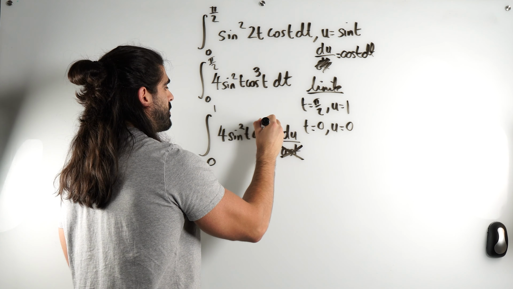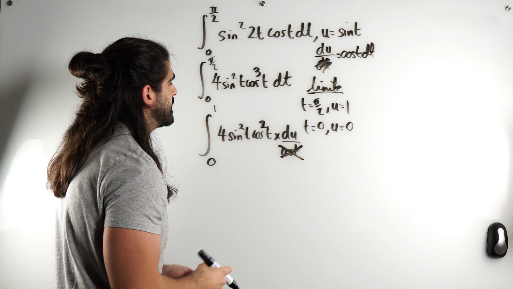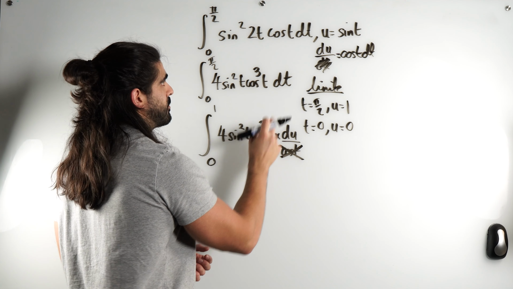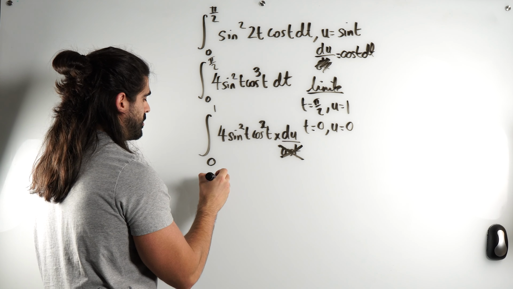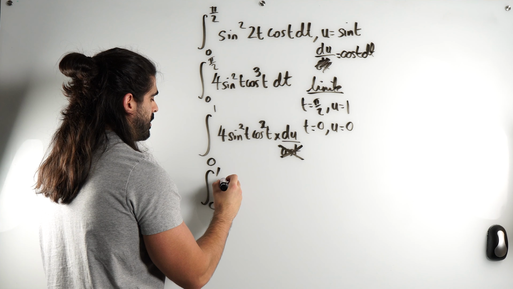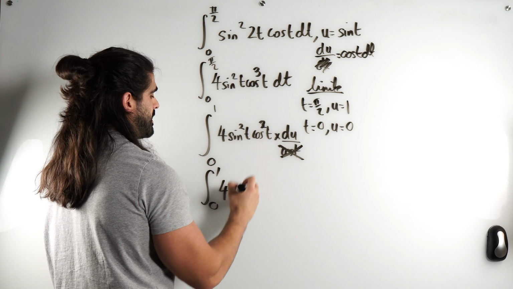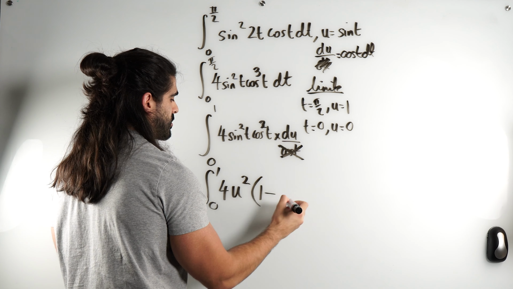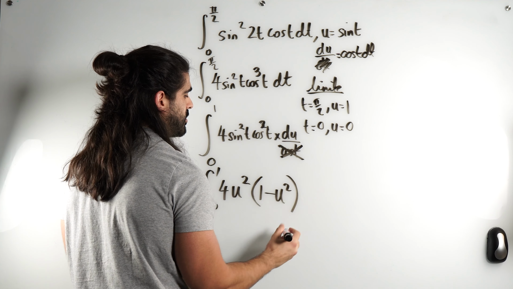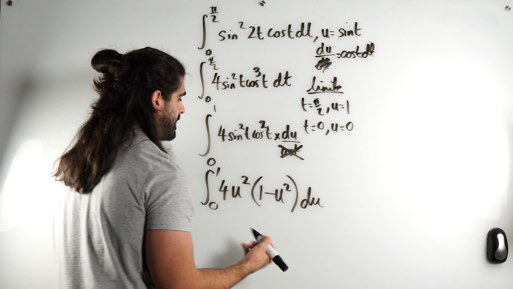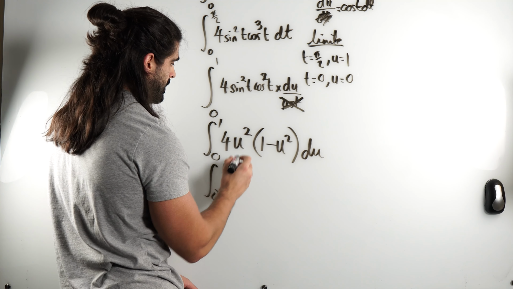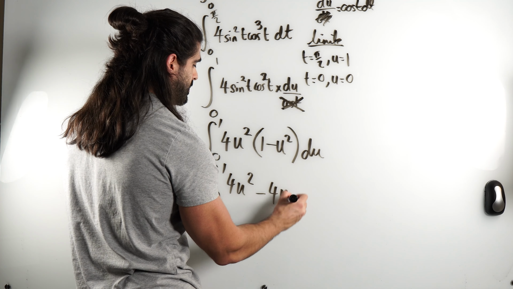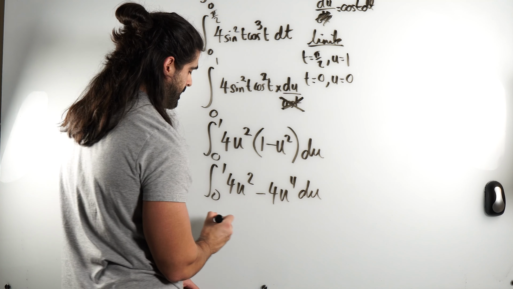Cos t cancels out to make cos squared, and then we need to change that into 1 minus sine squared. So then we can convert everything into u. So it's 0, 1, 4. Now this is u squared. Cos squared is 1 minus sine squared, but sine is u now, du. Expand everything. We get what? 4u squared minus 4u to the power of 4 du.